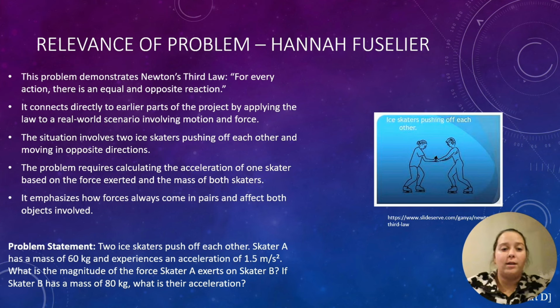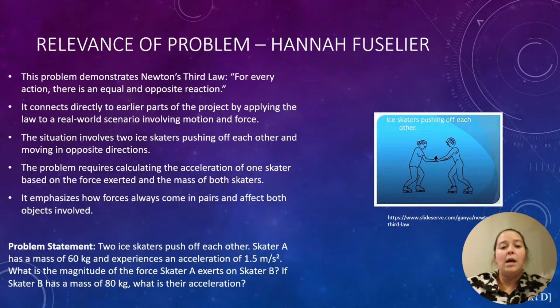It connects directly to earlier parts of the project by applying the law to a real-world scenario involving motion and force. The situation involves two ice skaters pushing off of each other and moving in opposite directions. The problem requires calculating the acceleration of one skater based on the force exerted and the mass of both skaters. It emphasizes how forces always come in pairs and affect both objects involved.